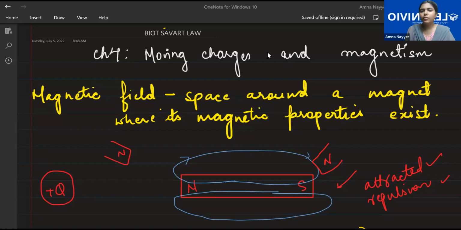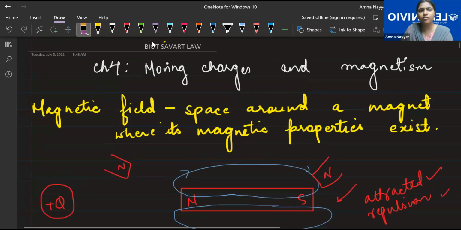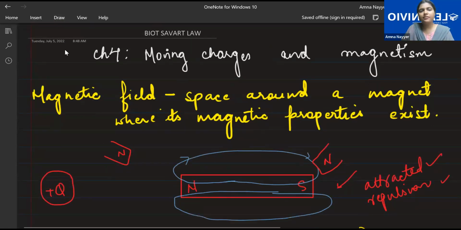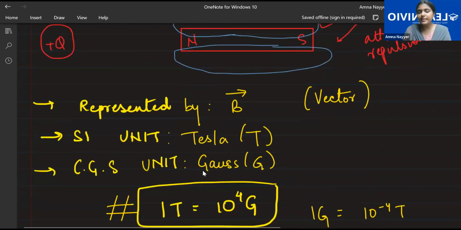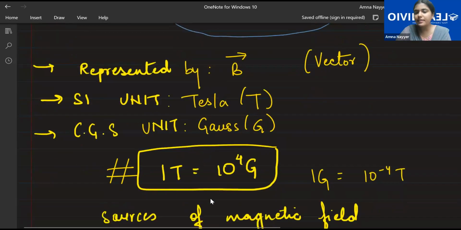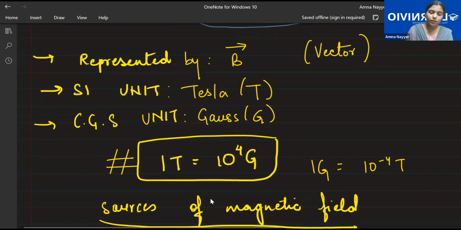See, we studied the basics about magnetic field: that around every magnet, whether it's your bar magnet, horseshoe magnet, any sort of magnet, we have a space where only magnetic properties can be experienced. Beyond this, it cannot be experienced. That is known as the magnetic field, and there are various properties of these magnetic field lines that we'll study later on. Right now, we discussed that the SI unit is Tesla, represented with capital T, and the CGS unit is Gauss, represented with capital G. And we discussed that one Tesla is equal to 10 to the power 4 Gauss.